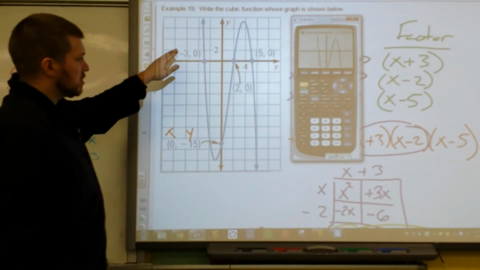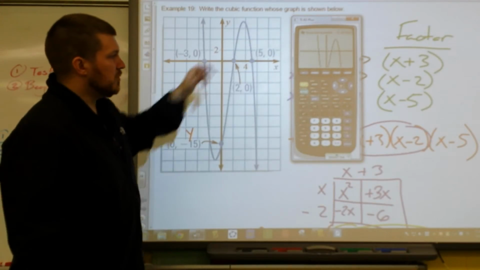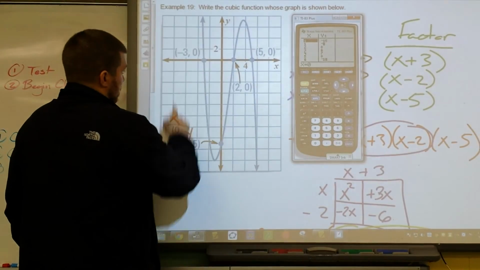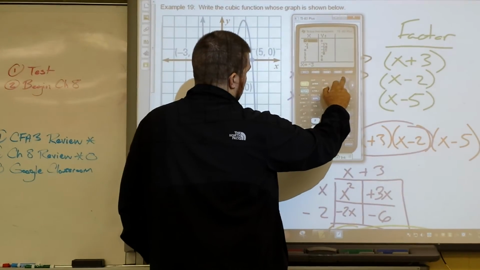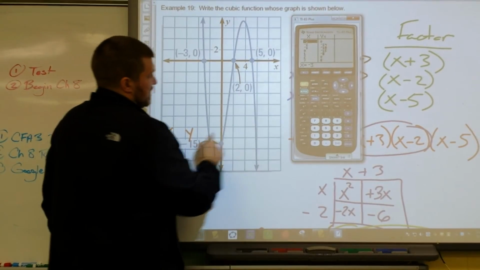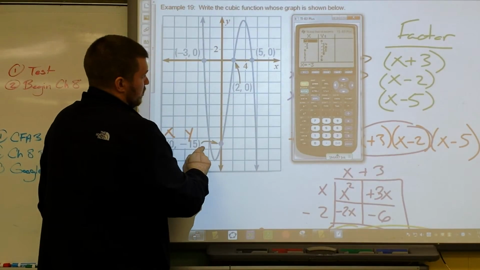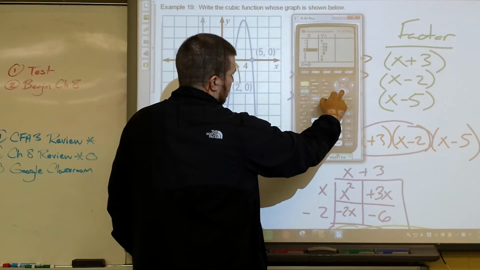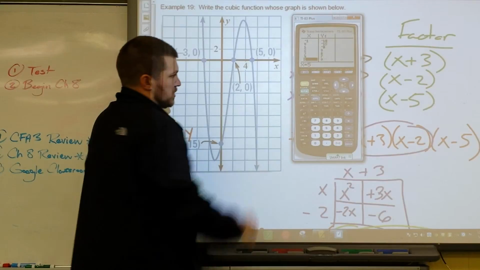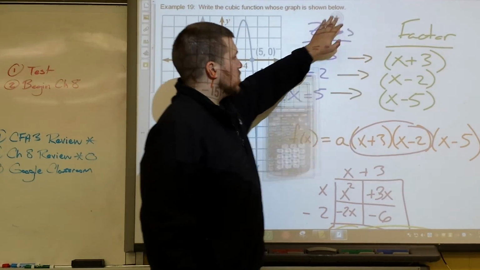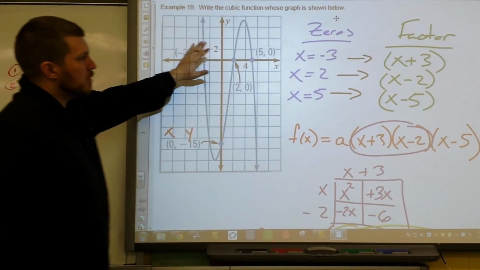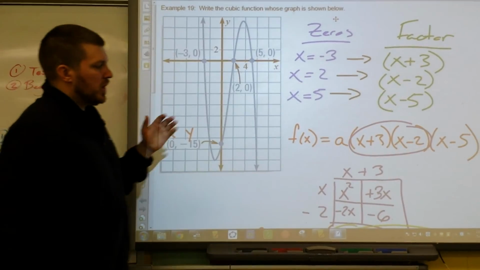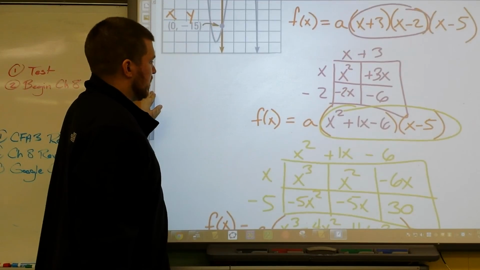But what I'm most concerned about is going to my table and checking, make sure I hit these points. So second table, I know at negative 3, I'm supposed to get a 0. I do. At 0, I'm supposed to get negative 15. I do. At 2, I'm supposed to get 0. I do. And then finally, at 5, I'm supposed to get 0. I do. So what we've shown is by knowing what the zeros are and how to get our factors, we're able to generate our polynomial function.